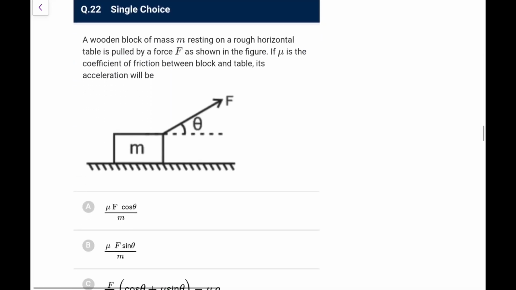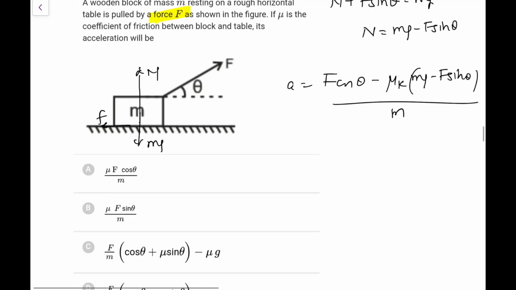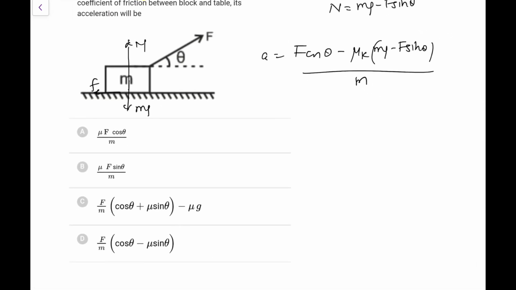Next one, a wooden block of mass m resting on a rough horizontal table is pulled by a force F as shown. If mu is the coefficient of friction, its acceleration would be: this would be the normal, this would be mg, and this would be friction. First of all, N + F sin theta = mg, so N becomes mg minus F sin theta. So the acceleration would be (F cos theta minus f) divided by m, where f is mu N and N is mg minus F sin theta. Looking at the options, only C is coming out to be the one that could be possible.